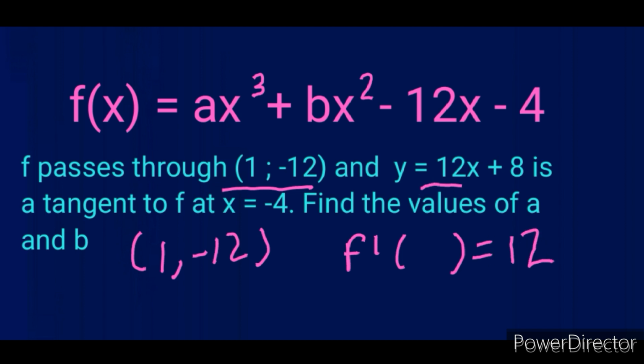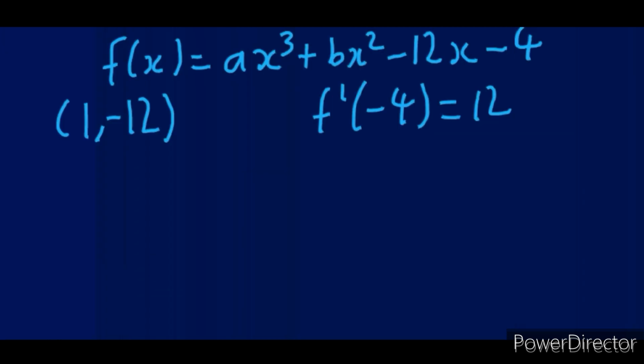So they say this is a tangent to f at x equals -4, meaning that the first derivative when x equals -4 is 12, because the gradient of the tangent at x equals -4 is 12. And just with these two pieces of information, we can begin to solve. So let's begin to solve. We're going to substitute this information into the original graph.